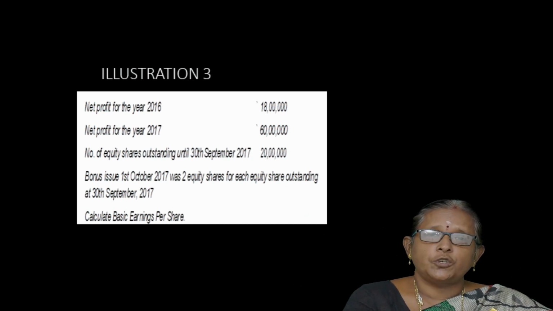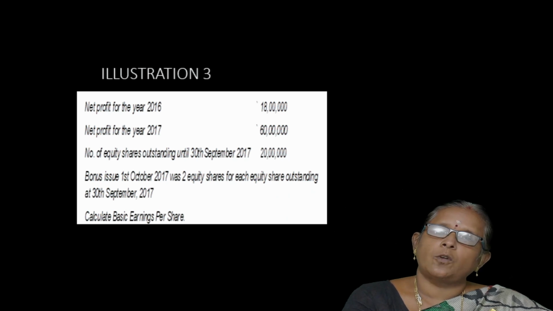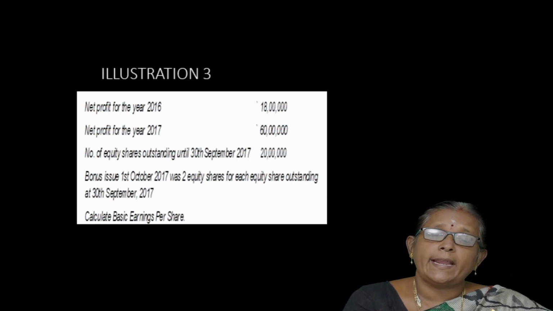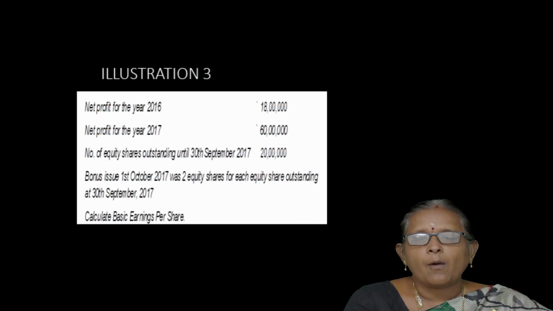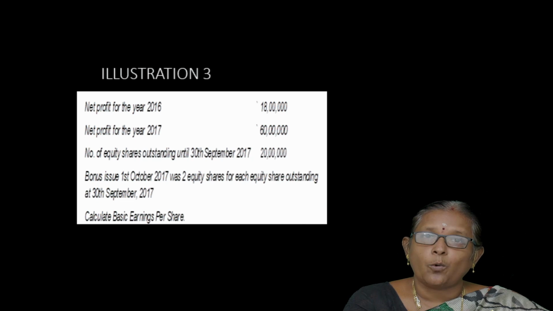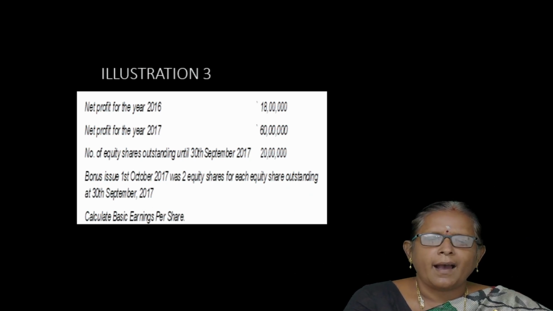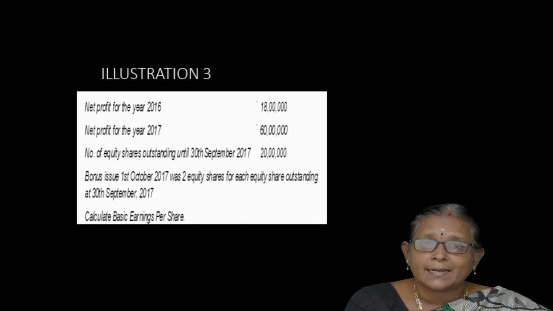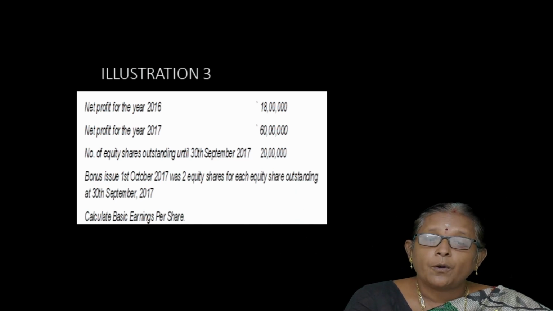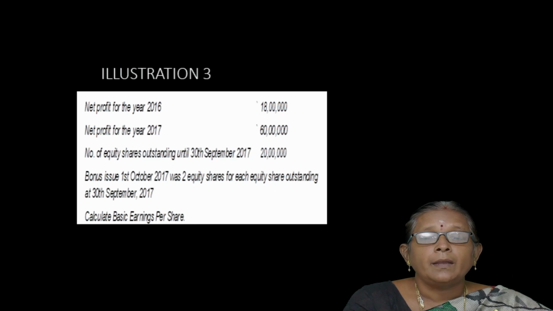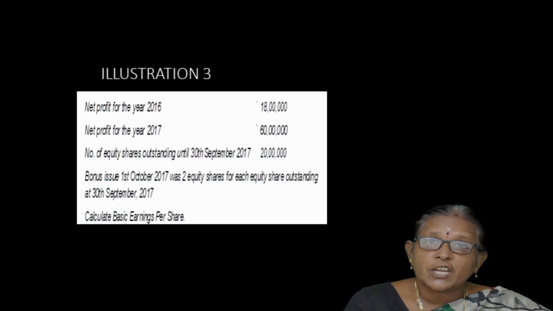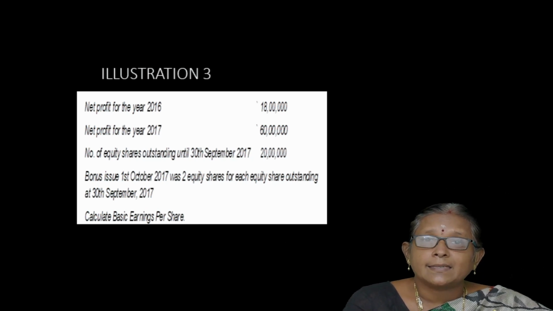Then bonus issue which was on 1st October 2017 was 2 equity shares for each equity share. So, if you have 1 equity share, you will get 2 equity shares as bonus shares outstanding at 30th September 2017. Okay. So, now you may think that up to 30th September there are 20 lakhs shares, and from 1st October 20 lakhs into 2, 40 lakhs shares get added and it becomes 60 lakhs shares.